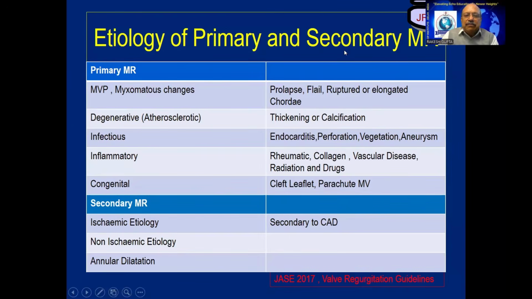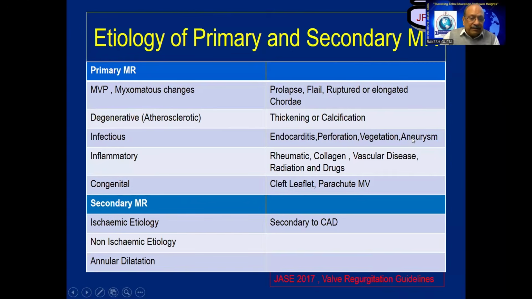Now, first we talk of primary versus secondary. What do you mean by primary? There's something to do with the leaflet of the mitral valve, like myxomatous valve, mitral valve prolapse syndrome, leading to prolapse, flail, rupture, or elongated tongue. Degenerative, very commonly seen today, thickening or calcification. Degenerative means aging populations. Infectious, leaflet getting infected. Commonest is vegetations. May have perforations and develops an aneurysm.